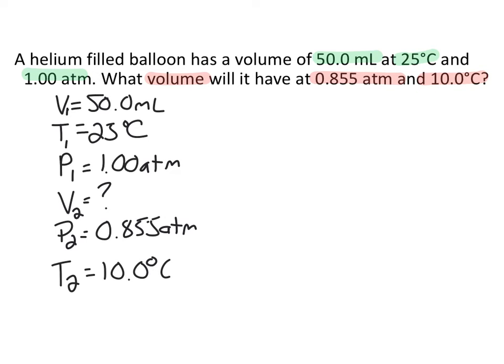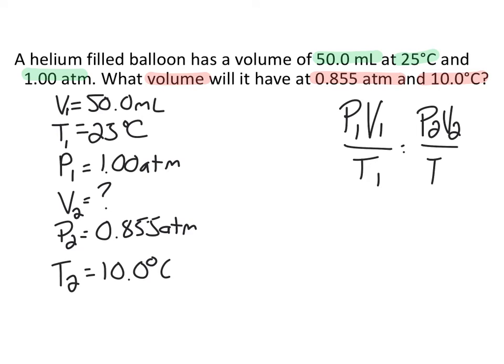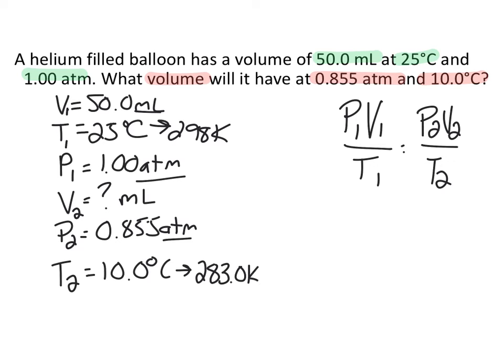So this one gave me 2 volumes, 2 temperatures, and 2 pressures. So that means I'm going to be using the equation P1V1 over T1 equals P2V2 over T2. Now let's make sure my units are okay. Volume's in milliliters, so that means my second volume is going to come out in milliliters. Temperature, I need to change to Kelvin, so 25 plus 273 is 298 Kelvin. Pressures are both in atmospheres, so that's good. And then my last temperature I also need to convert, so that would be 273 plus 10, so 283 Kelvin.